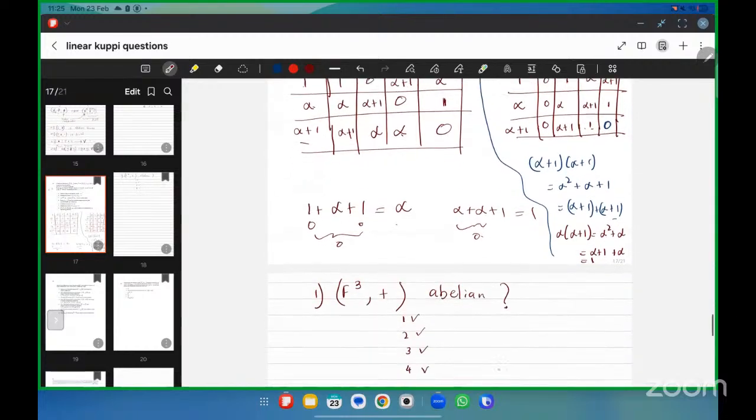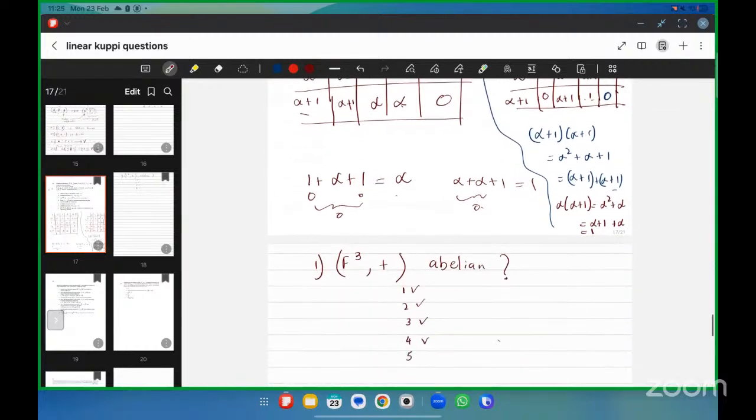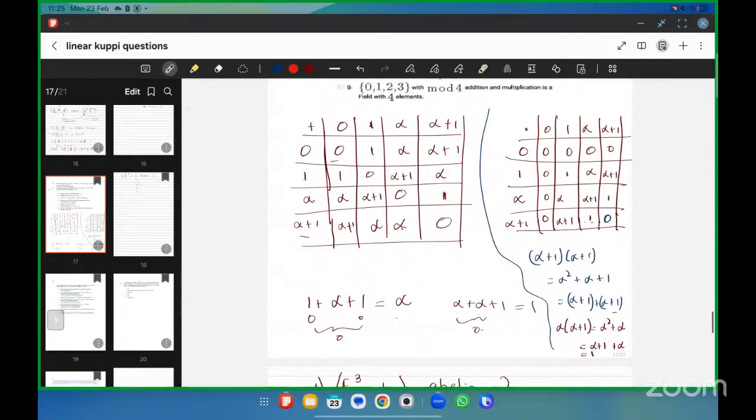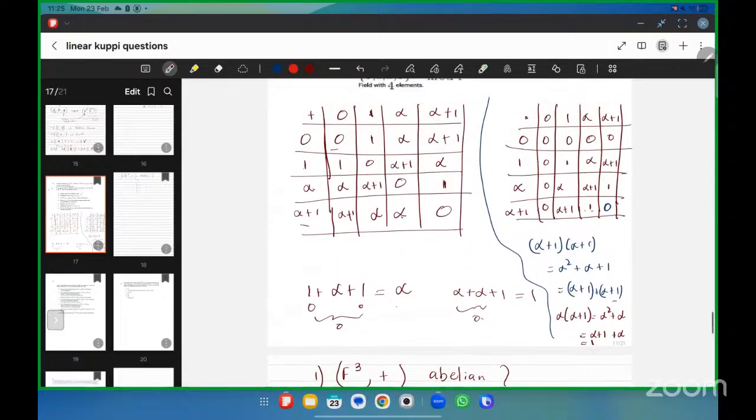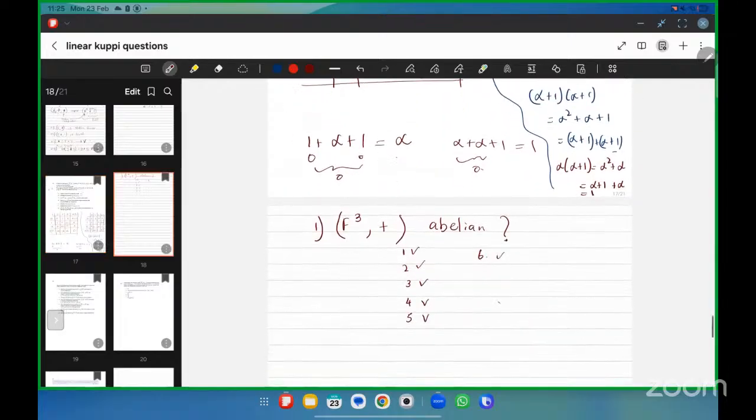The fifth one is every element should have an inverse, so that's also okay. And the sixth one is we can change the order. So 1 plus alpha and alpha plus 1 both give the same result, so that's also okay. So we can tell it is an abelian group.